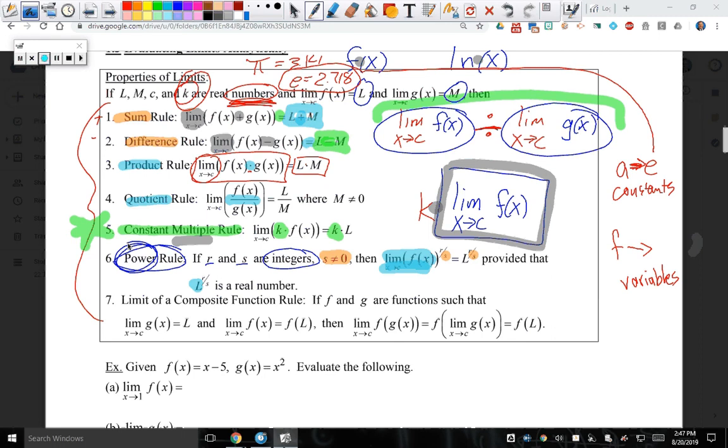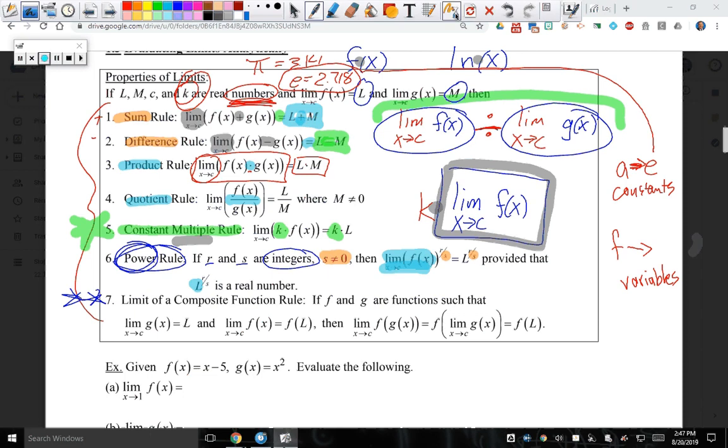Questions? Okay, so the last one is big. The last one's a big one. Most of the time it might be a bonus question, or a piece of a question on a test that separates the 98s from the 100s. Let's look at number 7. This is the limit of a composite function rule.